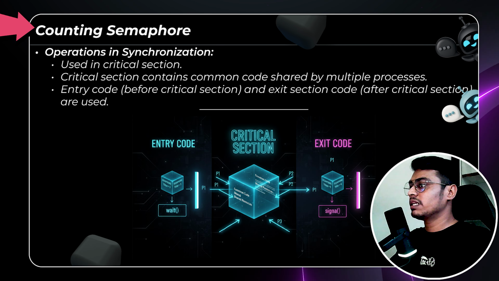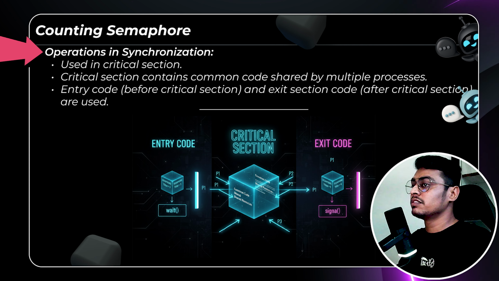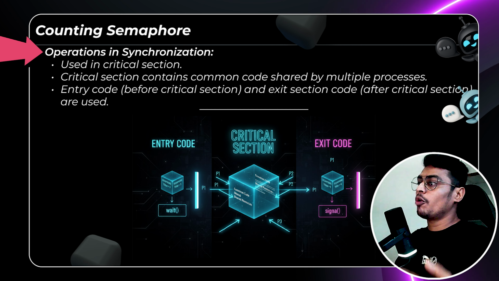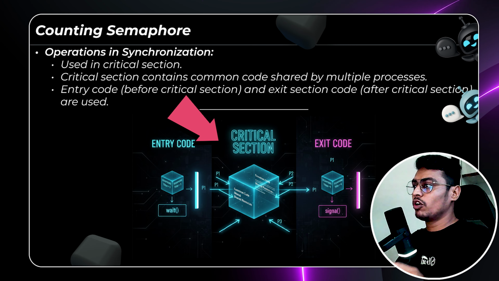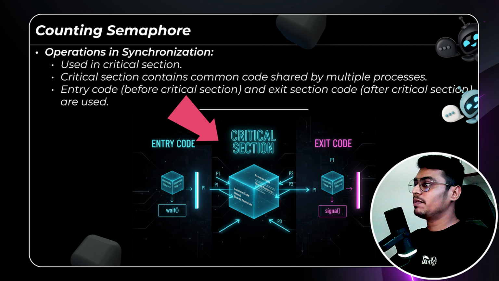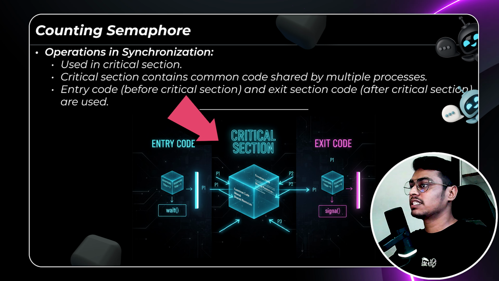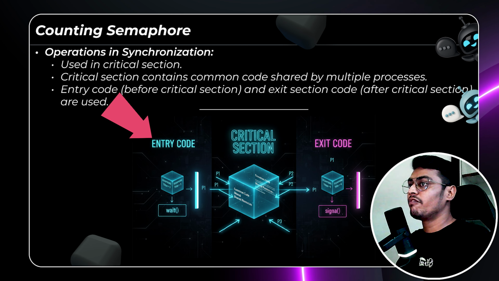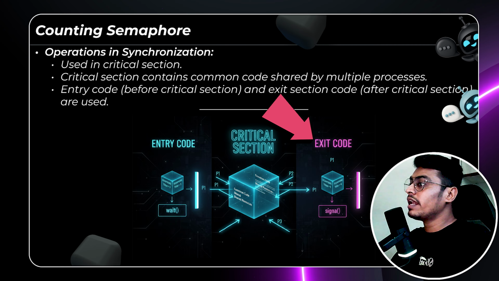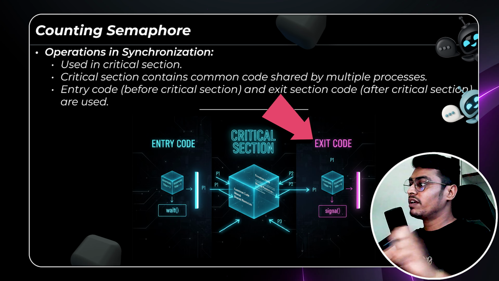Before starting counting semaphore, we use many different operations in synchronization. Where do we use operations? In our critical section. Critical section basically contains common code. Whatever is common between multiple processes, we keep in the common piece of code inside the critical section. When multiple processes want to enter the critical section, they first have to run entry code, and when they complete their work in the critical section, they have to run exit section code. So this is the fundamental concept.